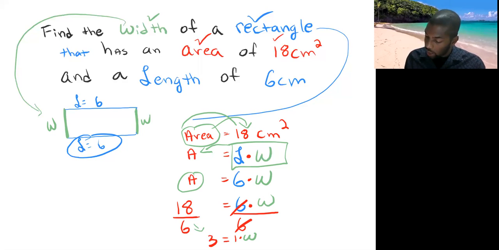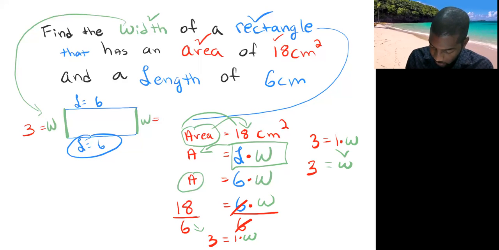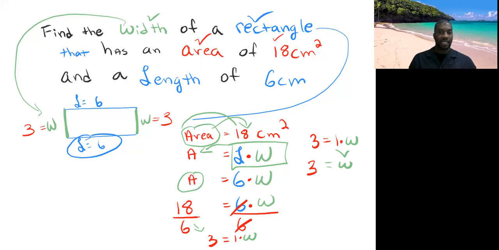3 equals 1 times W. So 3 equals 1 times W, which stands for width. Well, 1 times anything is itself, so 1 times the width is the width. Nothing happened to the 3. 3 is equal to W. So let's test that out. If my width is 3 and my length is 6, will I get an area of 18 centimeters?